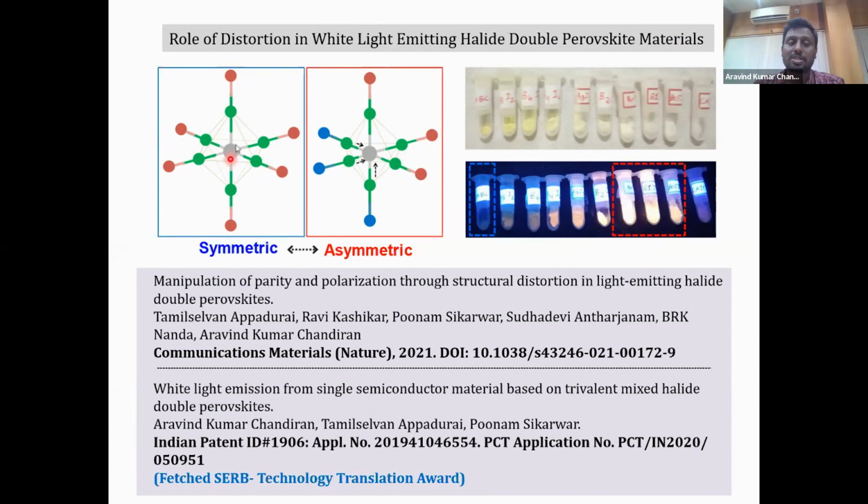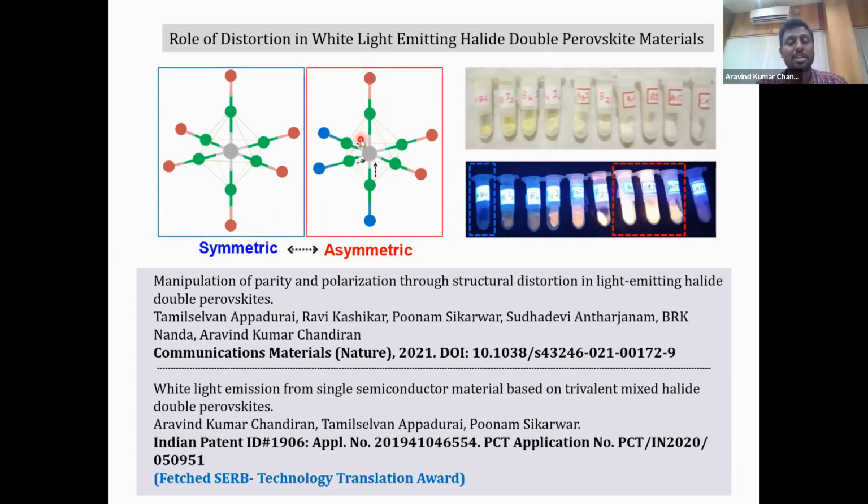So essentially this is about the difference between a material which is symmetric and asymmetric. For example, for many crystal structures with a centrosymmetric space group, we typically expect that when you shine light, it generates an electron-hole pair. We expect the charge separation to happen purely based on concentration gradient or electric field gradient. Whereas when you have an asymmetry, there is an additional parameter that comes into play, which is polarization.